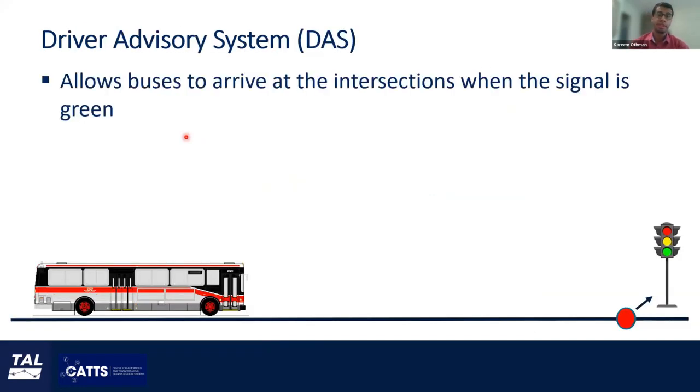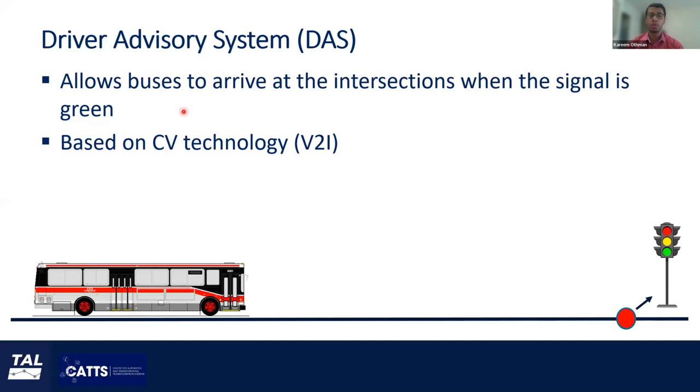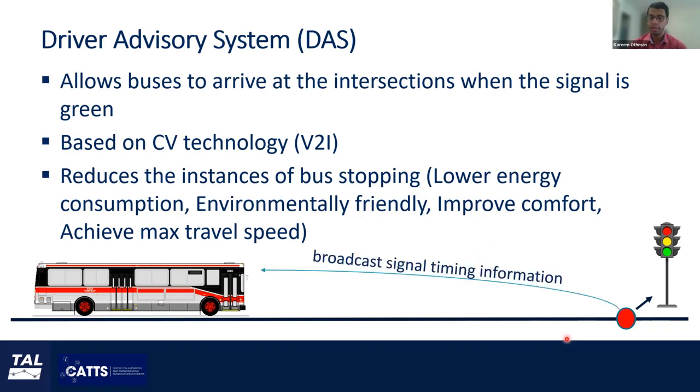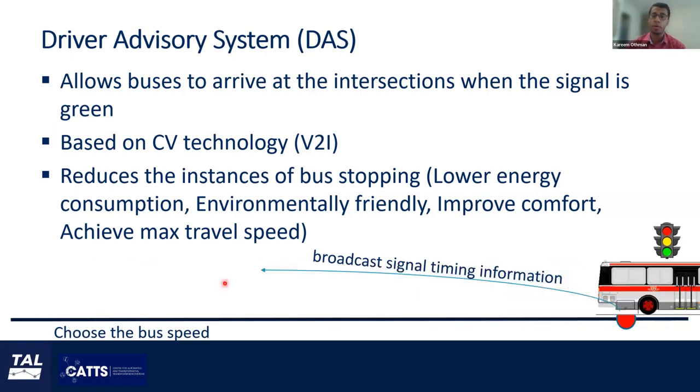Okay, so what is the driver advisory system? It's a system that allows the bus to arrive at the intersection when the signal is green, and this way you are trying to avoid any intersection stops. It's based on connected vehicles technology, or vehicle infrastructure technology, and it tries to reduce the instances of bus stops, which means lower energy consumption, a higher level of comfort, and so on. So how does it work? It's establishing communication between traffic signals and the buses. The traffic signal broadcasts signal timing information to the bus, and then our algorithm comes into place and advises the bus driver to travel at a specific speed to avoid any intersection stop.